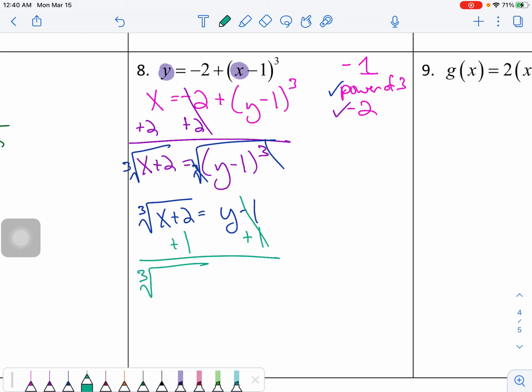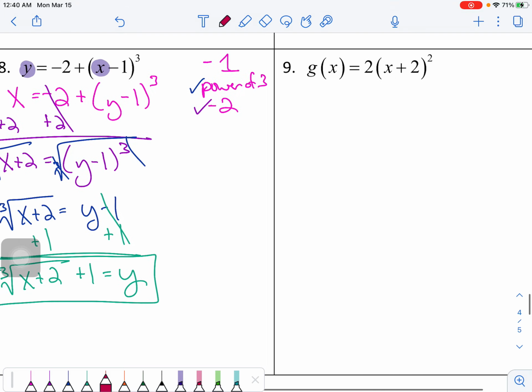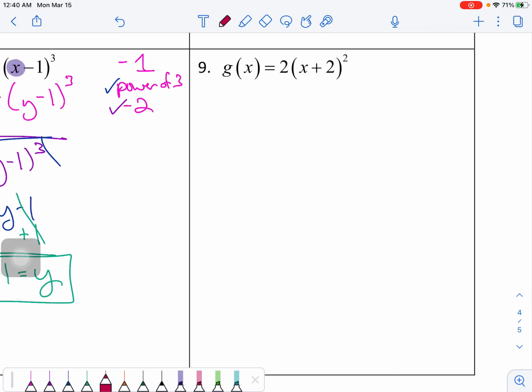But be careful with the root. Because the x plus 2 is under the root, but this plus 1 is not, just put the plus 1 after the root. Don't try and incorporate it inside the radical. Okay? All right, last problem is number 9 here.